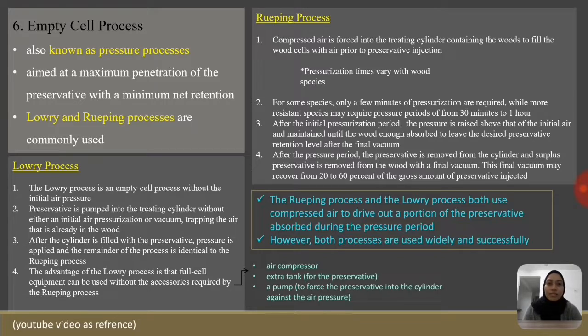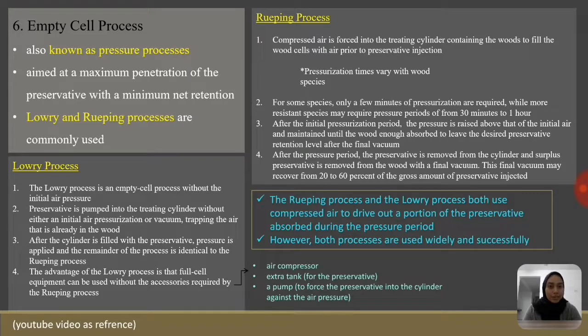The Lowry process is an empty cell process without the initial air pressure. Preservative is pumped into the treating cylinder without either an initial air pressurization or vacuum, trapping the air that is already in the wood. After the cylinder is filled with the preservative, pressure is applied and the remainder of the process is identical to the Rueping process.